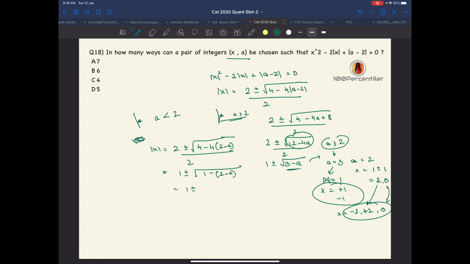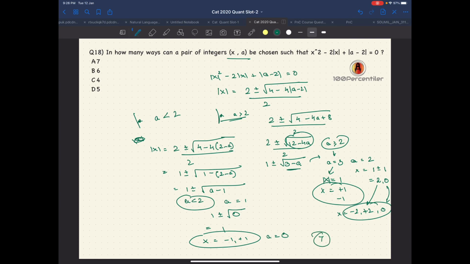This is 1 plus minus root a minus 1. Now as a is less than 2, we can have a equal to 1 here. This will become 1 plus minus 0, which is 1. Therefore x can be minus 1, plus 1 and 0. So this is one more, these are 2 more solutions here. So total we have 7 solutions here, and anyways, as there is no option greater than 7, we don't have to check further. Therefore 7 is the required number of pair of integer solutions here.